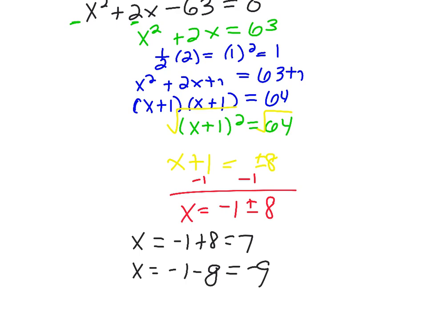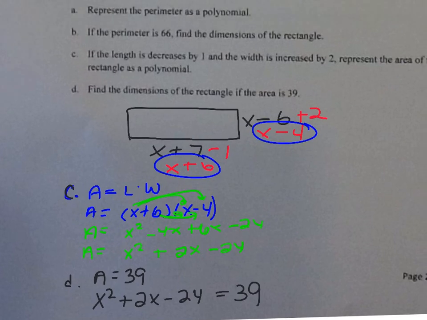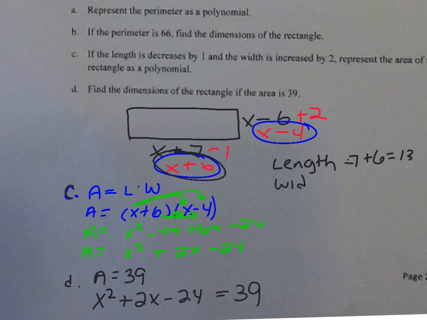But let's see. Sometimes you could get a negative, and even though we're talking about a length, when you plug in the negative, it could still end up being a positive. All right, so remember, this is my length here. So my length, which is x plus 6, when x is 7, I'm going to get 13. So when my width is x minus 4 here, I'm going to get 7 minus 4, which is 3.